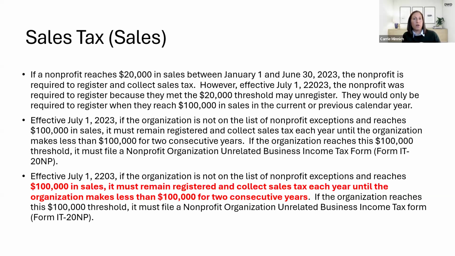So let's say you have an event at the beginning of the year and you have a whole bunch of auction items and you did really well and you sold $80,000 worth of items. Then let's say mid-year in June, you have another event and you sell $30,000. Okay, so 80 plus 30, that's more than $100,000. So now because you're over $100,000 in sales, if you sell anything else the rest of the year, you have to collect sales tax on it. So that second event in June triggers you to have to register and collect and remit sales tax.